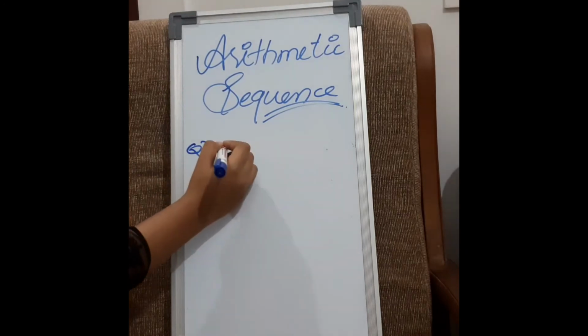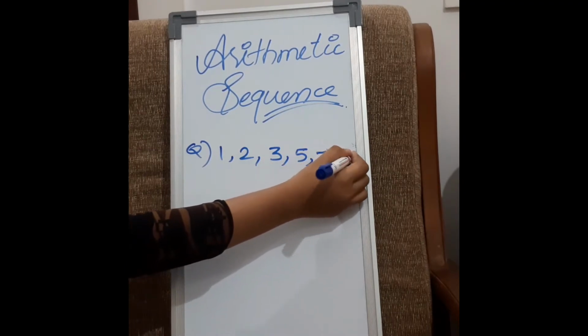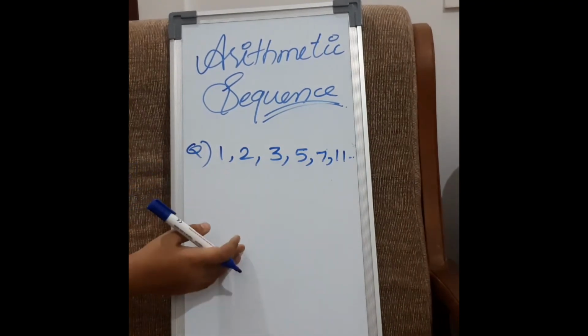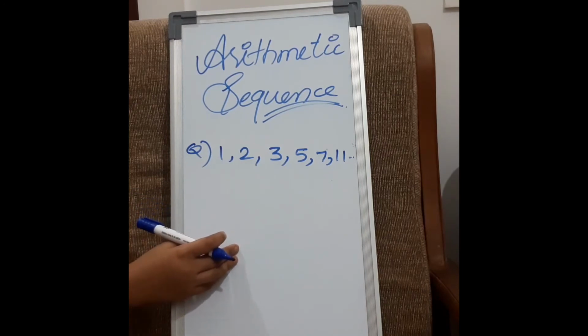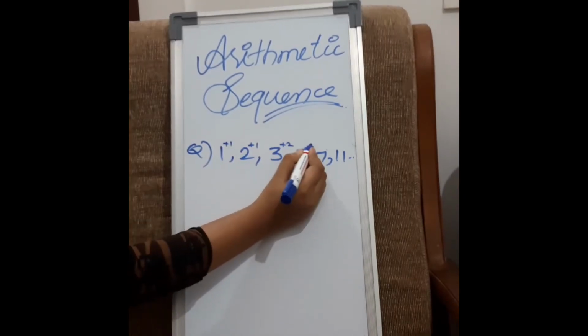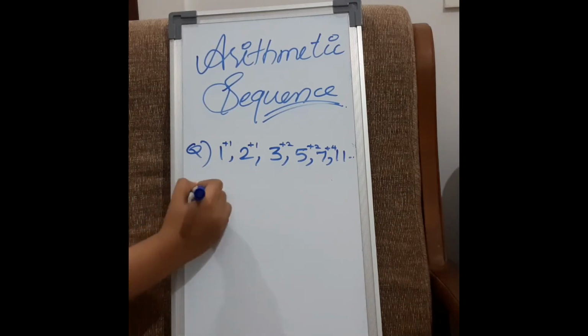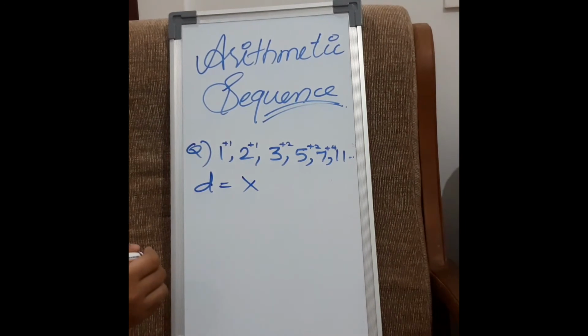Then the next question is the sequence of prime numbers: 1, 2, 3, 5, 7, 11 and so on. Here 1 is added, 1 is added again, but then 2 is added, then 2 again, and then 4 is added. A fixed number is not added to continue the terms, so this is not an arithmetic sequence. We don't have a fixed number; various numbers are added to the terms. So here we don't have a particular common difference, so it's not an arithmetic sequence.